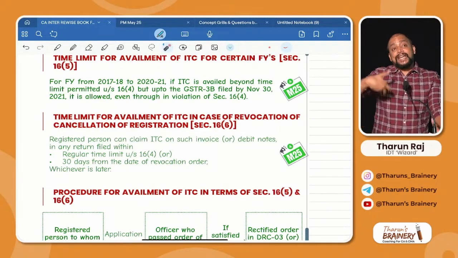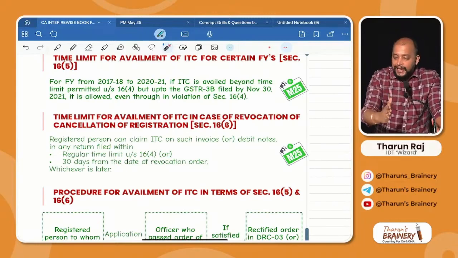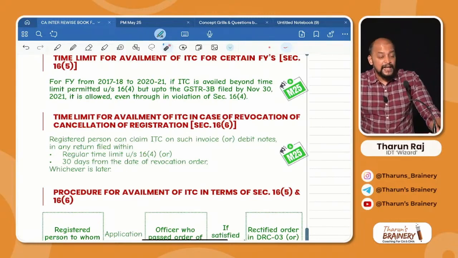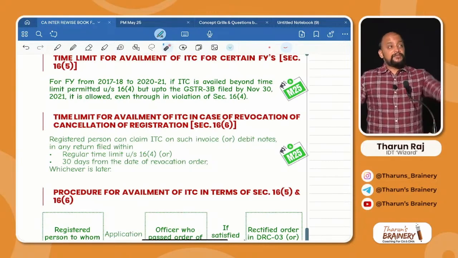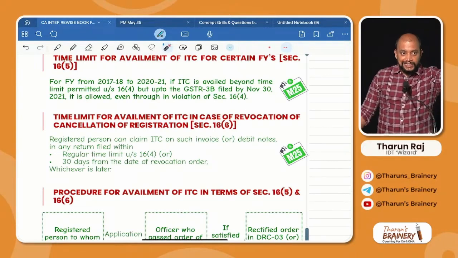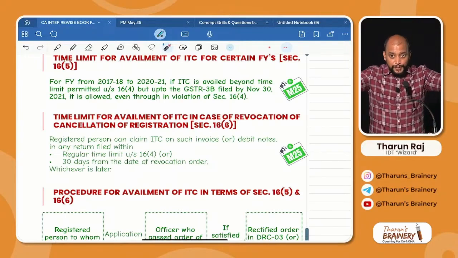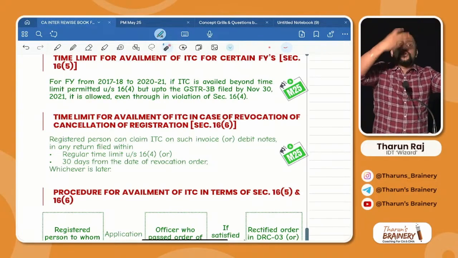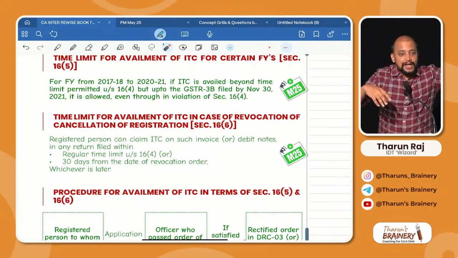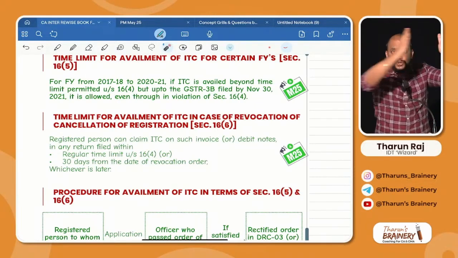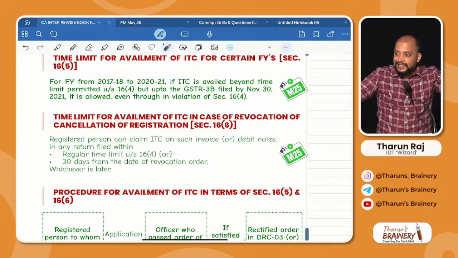What is the meaning of application for revocation? Withdrawal of cancellation. And they passed a revocation order. They passed the revocation order on 30th September. On 1st April your registration is cancelled, and on 30th September they gave a revocation order. Now, some ITC you could not take. Why could you not take it? Because the cancellation order was passed, so during this period you could not take the ITC. Now they revoked the cancellation order.